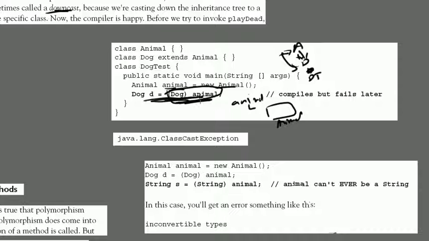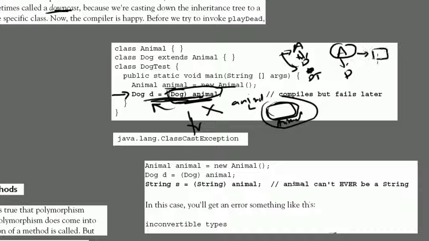But at runtime it would fail because animal doesn't refer to a dog instance. It actually refers to an animal instance, and you're trying to downcast this animal object to that of a dog object, which is not allowed. It would give you a ClassCastException when you try to do something like this. That's when the parent reference is pointing to its own object, and you try to downcast it to its child reference.